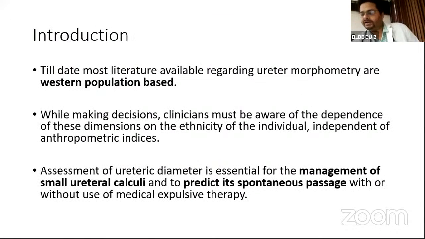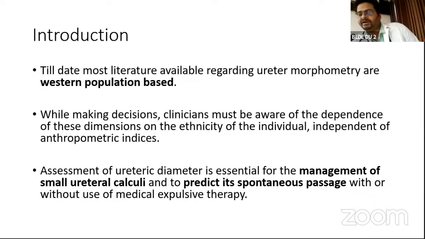Introduction. Till date, most of the literature available regarding ureteric morphometry is based on Western population and books written by Western authors. While making decisions regarding the ureter in situations like ureteric calculus, the clinician must be aware of the dependence of the ureteric dimensions on the ethnicity of the individual, independent of the various anthropometric indexes.